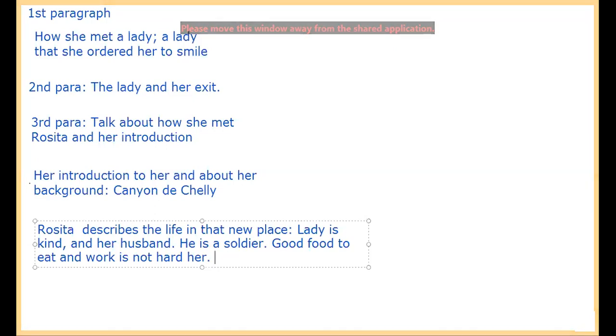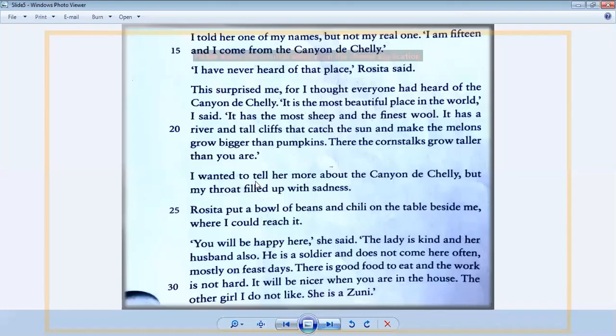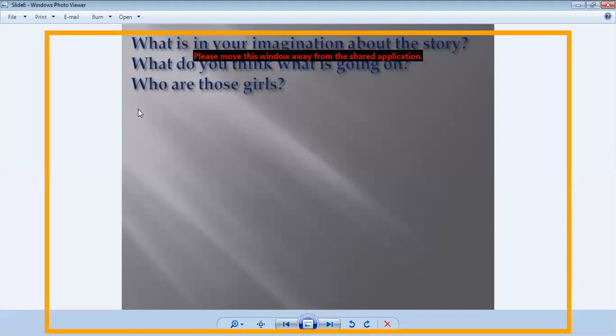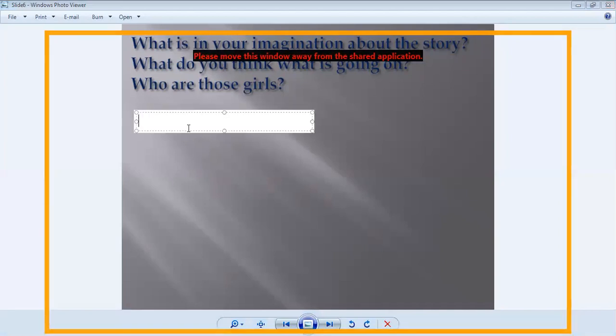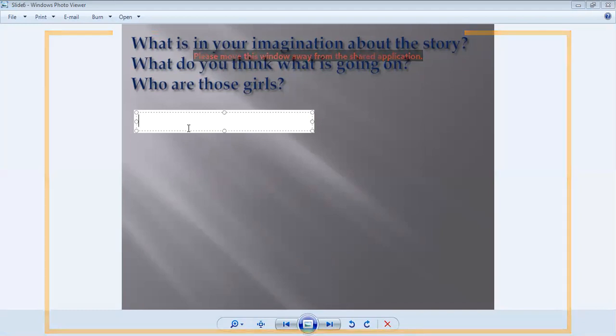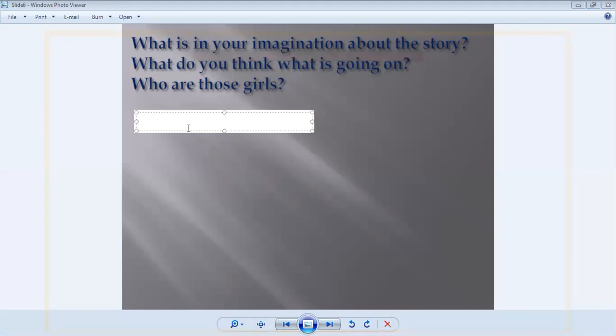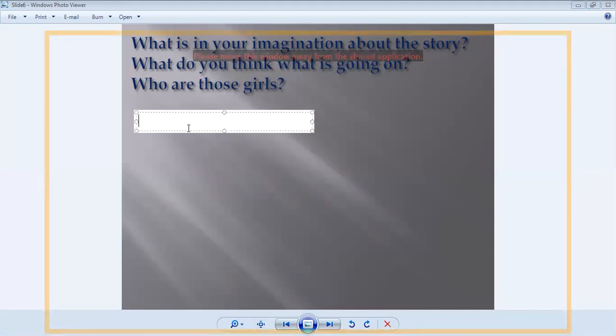So now, let's go to our main screen again. Here, the last part. Before we go to the last page, what is in your imagination about the story? What do you think is going on? Who are those girls? Now you're going to tell me about your imagination before we end the story, okay? So girls, tell me your ideas. I'm going to type it down. What are you thinking of when you read? We haven't reached that yet. The lady, the girls, a new place. What's going on?